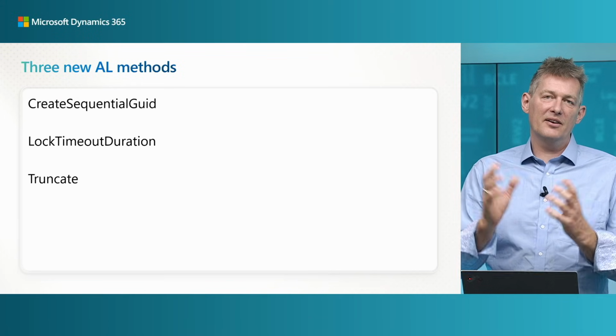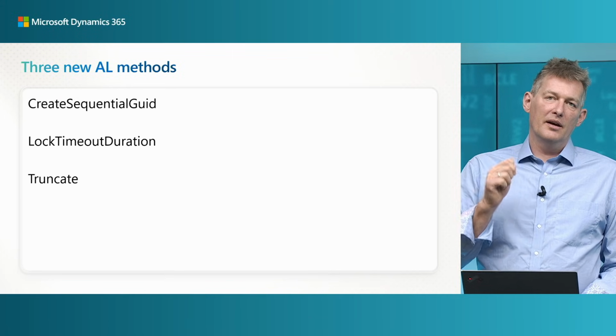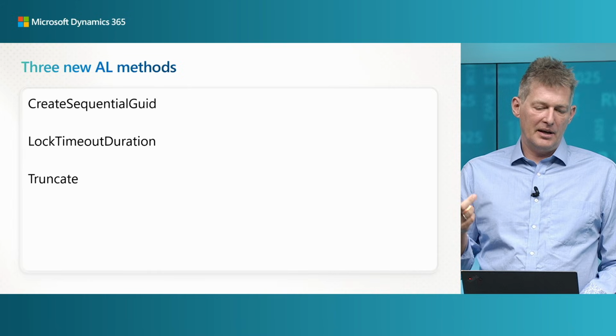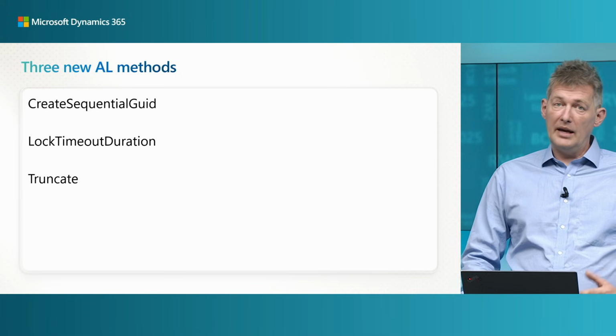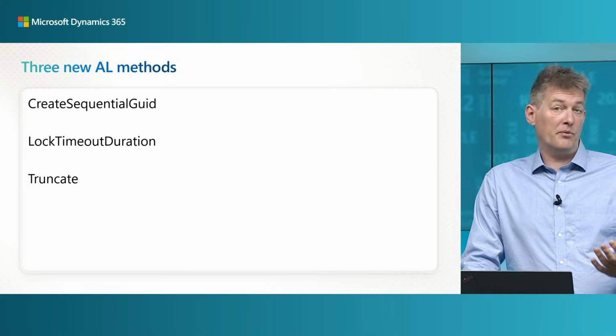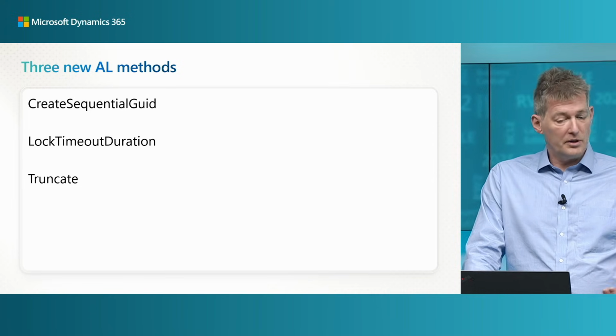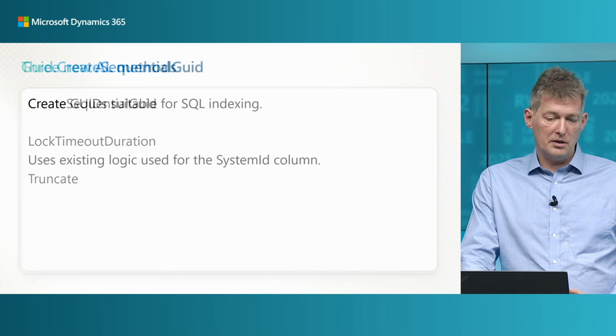Let's go. So we have a number of different classes of things we want to talk about: AL, runtime, database, reporting, tooling. So let's dive in with new AL methods. We have 3: create sequential GUID, log timeout duration, and truncate.